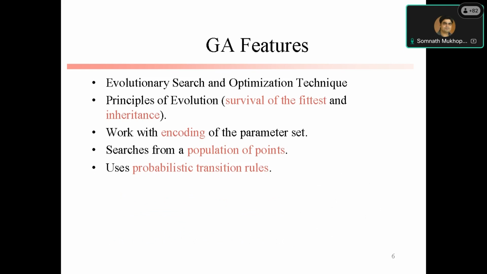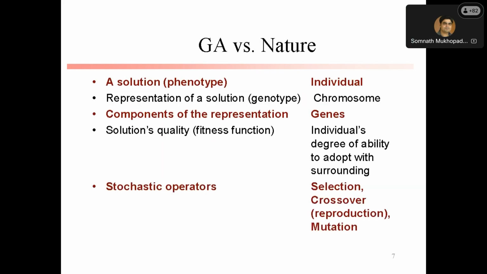It is a search and optimization technique. It follows the principle of evolution: the fittest solution will survive, and those which are not fit will be abolished and will not survive into further generations. It starts with encoding the parameter set, the solution set. It searches from a population of points. It uses probabilistic transition rules. We'll discuss these points.